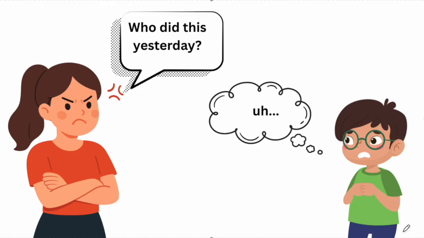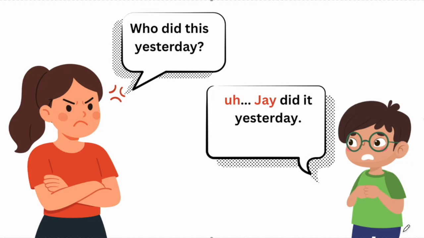Next, let me tell you a story. Mom is so angry. Who did this yesterday? This kid knows his brother Jay did it, but he doesn't want to tell on him. So Mom says, if you don't tell me, you're gonna get in trouble. And he says, Jay did it. Oh, Jay did it.